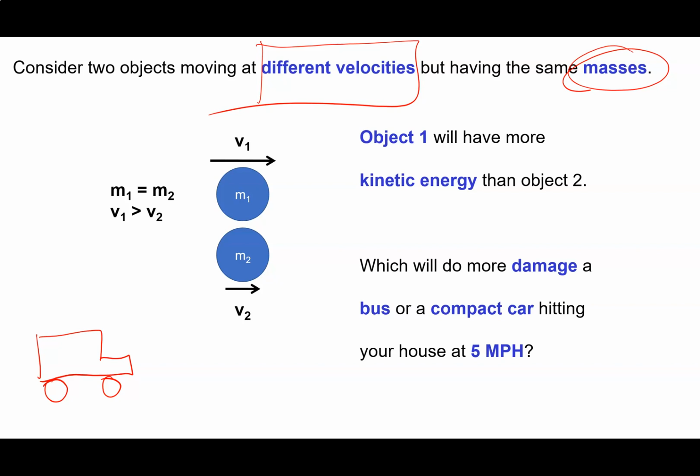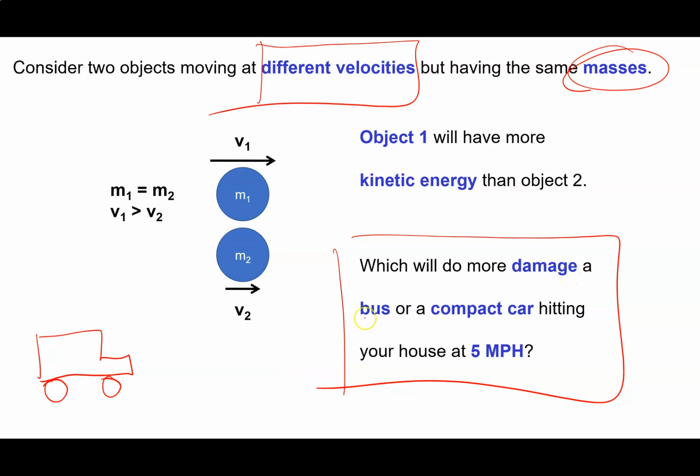So you can think about these things. So here's a little thought experiment here. It says, which will do more damage, a bus or a compact car hitting your house at 5 miles per hour?